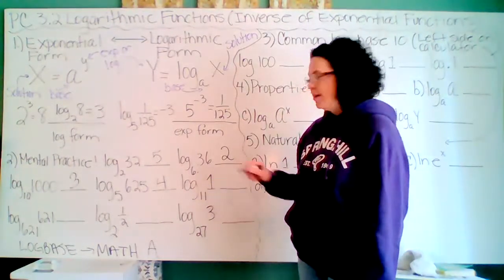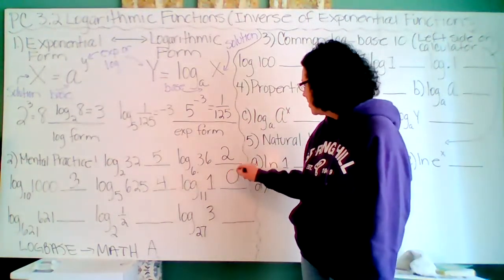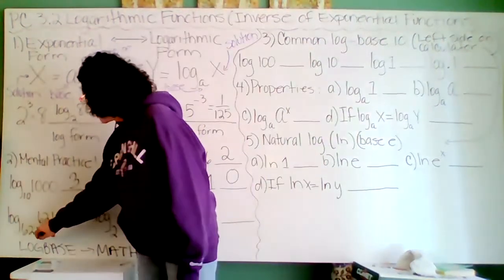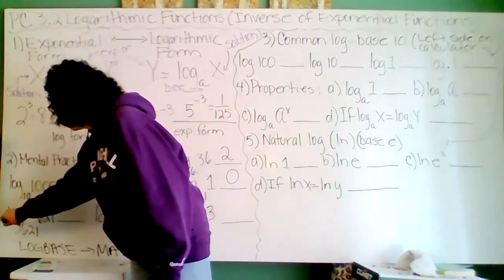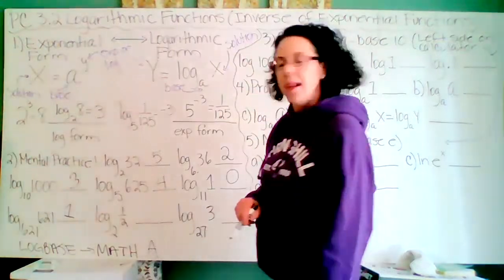Log base 11 of 1. 11 to what exponent is 1? That would be 0 for everything. Log base 621 of 621. 621 to what exponent is 621? That would be a 1.